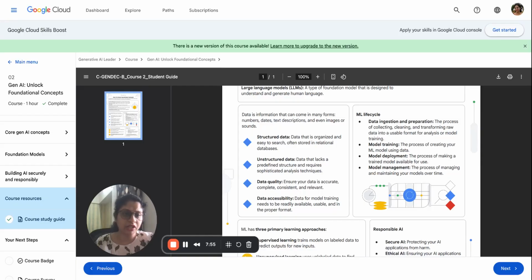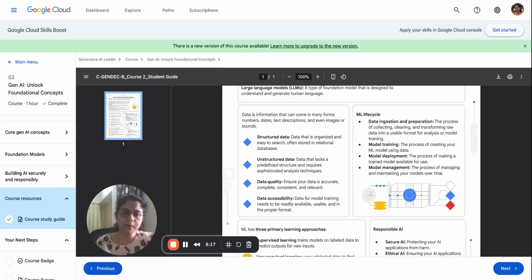It's having data ingestion and preparation. That means we are preparing our data. If there is some noise in the data, we are refining this data, processing this raw data and cleaning this data. And then this data can be used to train the model.